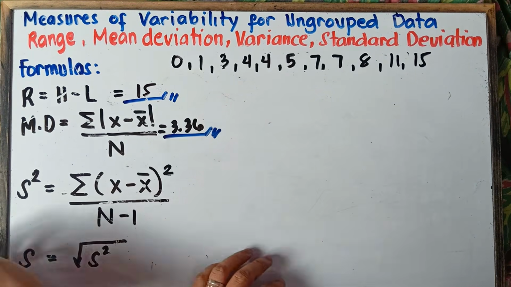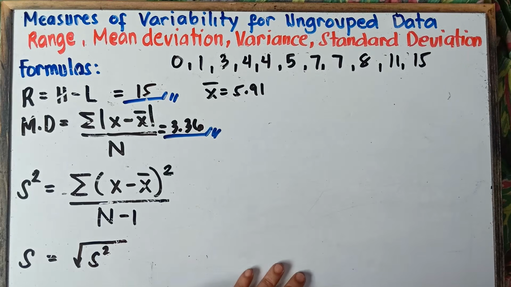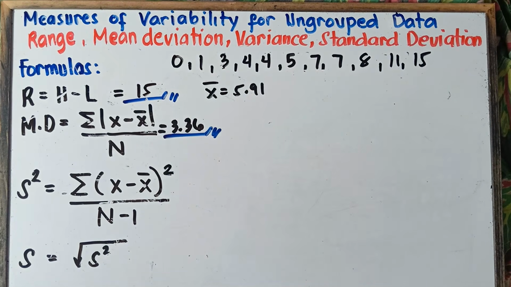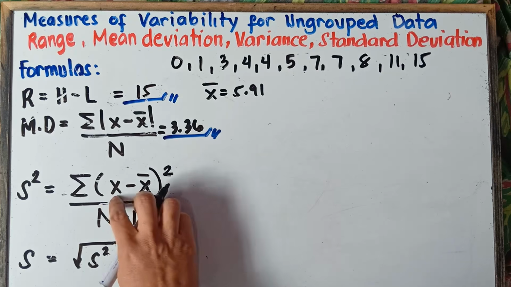Yup, we have the mean a while ago. Our mean is equal to 5.91. Do we have n? Yup, we have n, the total number of samples. Alright, let's do that. So the sample minus the mean. Subtract first the sample minus the mean.